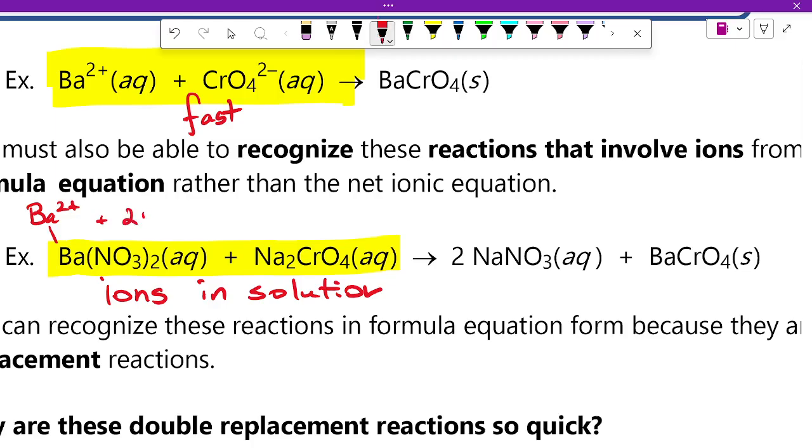Ba2 plus, 2NO3 minus, plus 2 Na plus, CrO4 2 minus. So you need to be able to look at that and say, I have ionic compounds that are aqueous, therefore I have ions in solution.